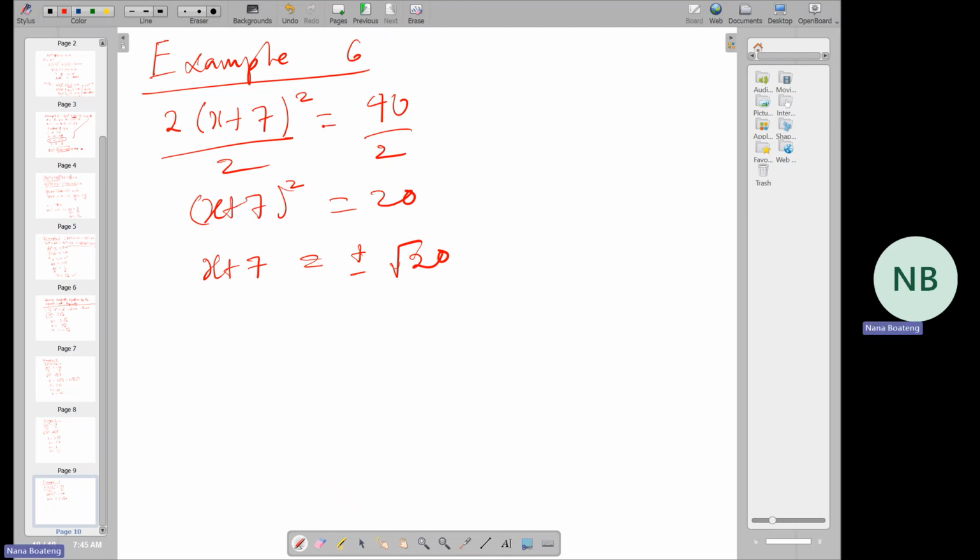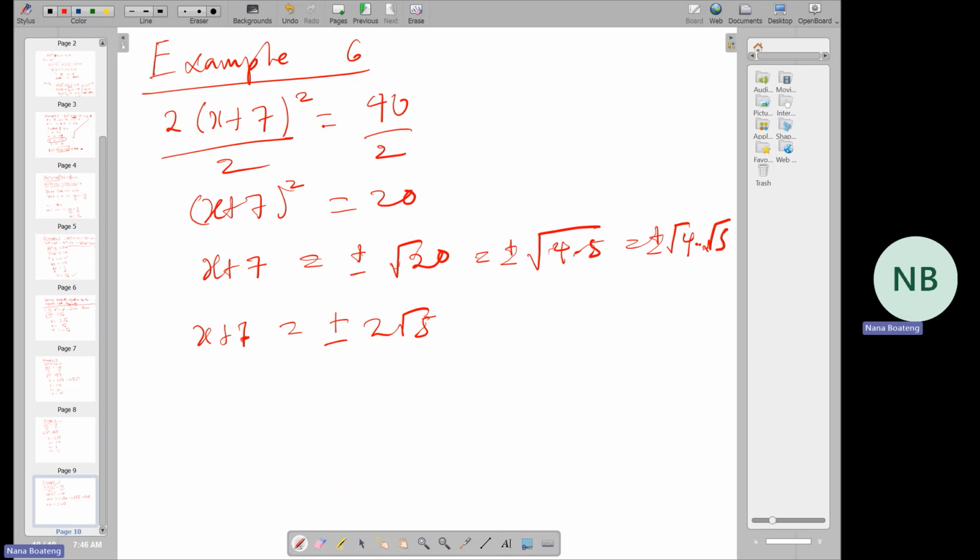So this is equal to plus or minus the square root of 20, which is the same thing as the square root of 4 times 5. And this is equal to plus or minus the square root of 4 times the square root of 5. And so this becomes x plus 7 is equal to plus or minus, the square root of 4 is 2, so 2 square root of 5.